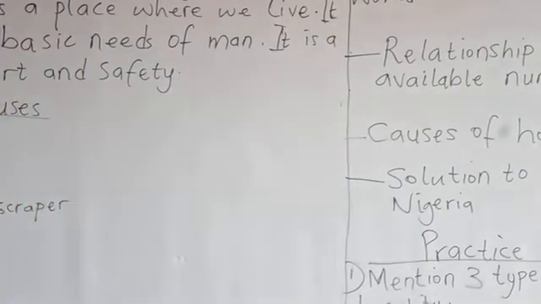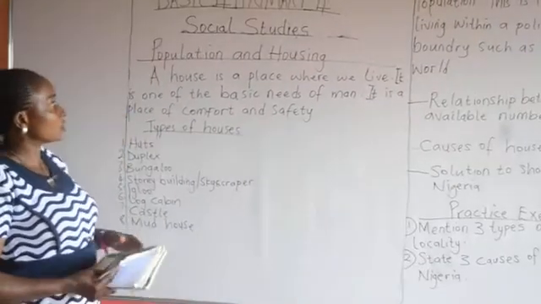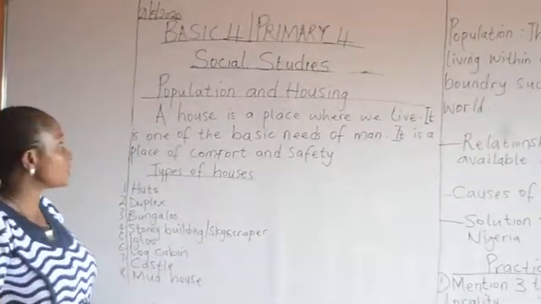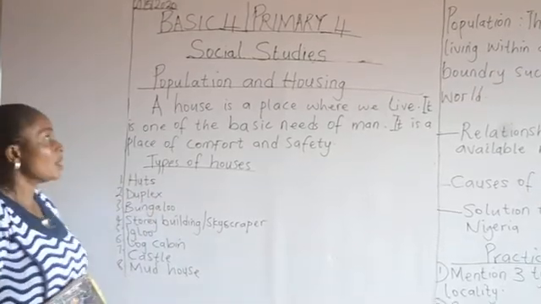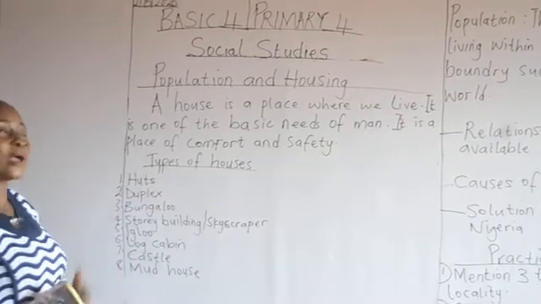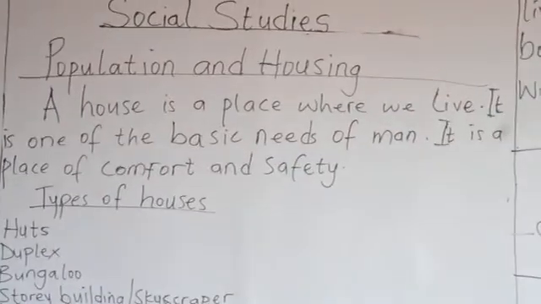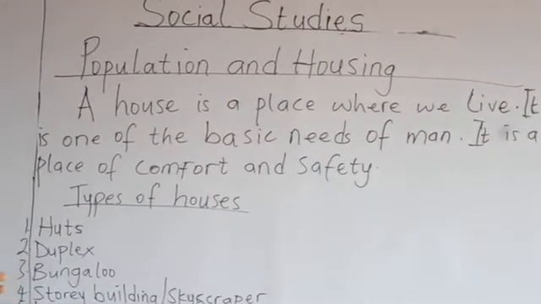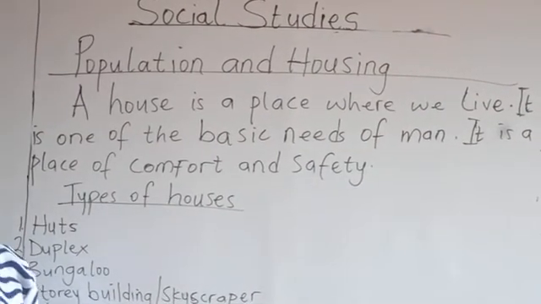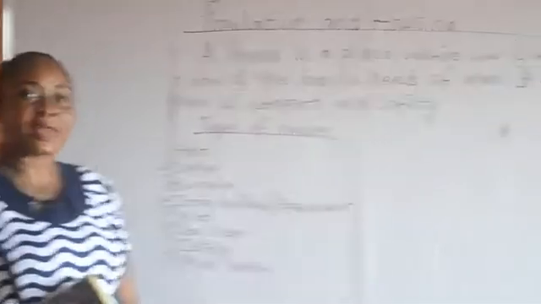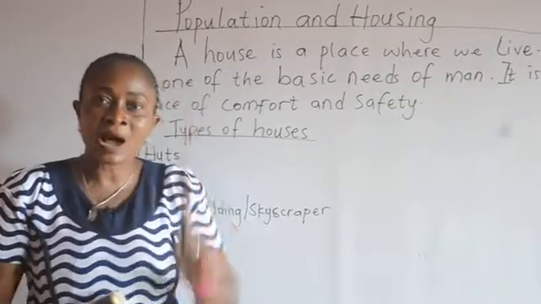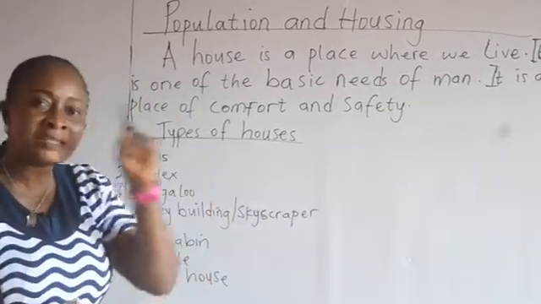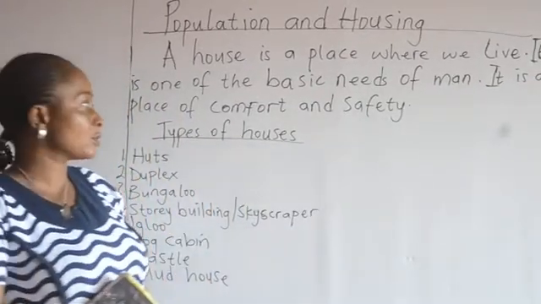Please, let's take it back. Population and housing. We've been talking about population and housing. And I said a house is a place where we live, a place where you go to after the work of the day. It's a place of comfort and safety. It is one of the basic needs of life. Man needs shelter. That's house, accommodation. Man needs shelter. It is very, very important.